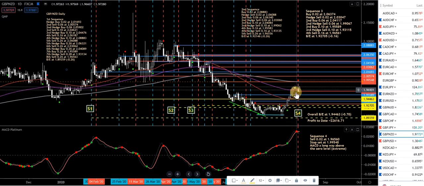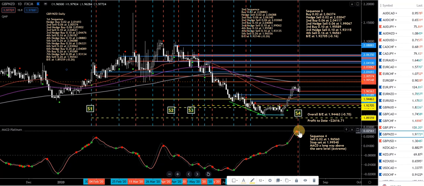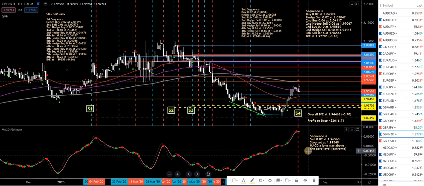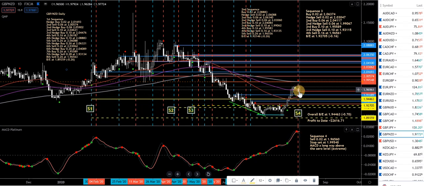At least I've moved up amongst the trades now, so I can start picking trades off when I get trend reversals, which I did when I had the sell signal in here. It's a little bit hard to see that S4 is a sell signal. The MACD Platinum's a long way above the zero level. It's extreme, as I call it. So this is probably one I will hedge, just this sequence 4, just because I think that's got to come back to the zero level eventually.